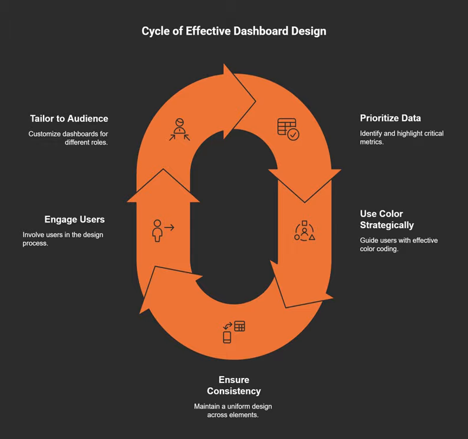The first layer should answer the question, is everything okay, or do I need to pay attention? This layer might use simple indicators like green, yellow, red status markers or up-down trend arrows. Technova's Security Operations Center reduced incident response time by 47% after implementing a dashboard where the top layer showed only systems requiring immediate attention, with color coding indicating severity.